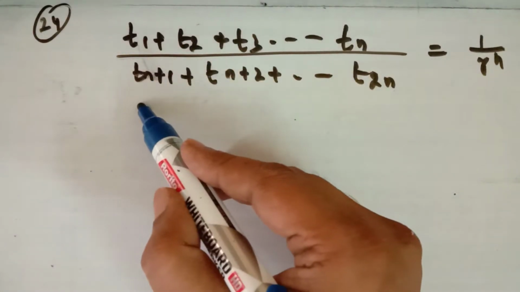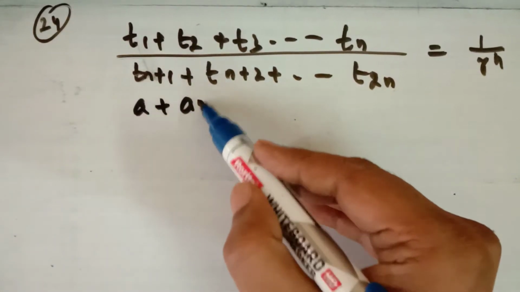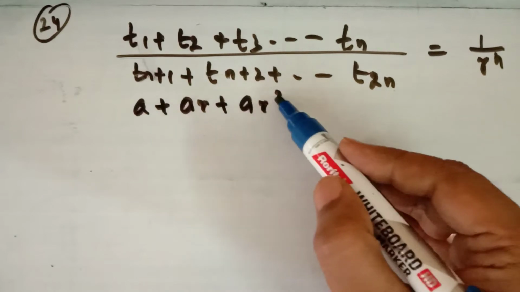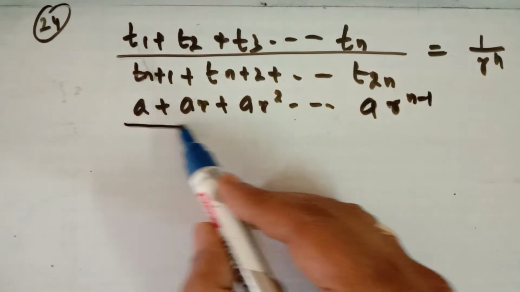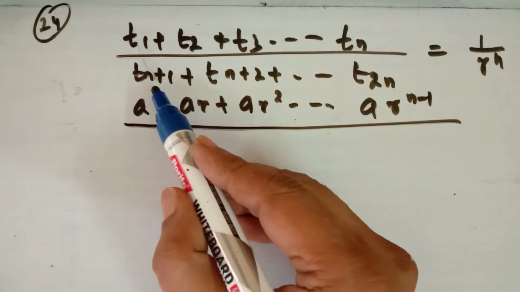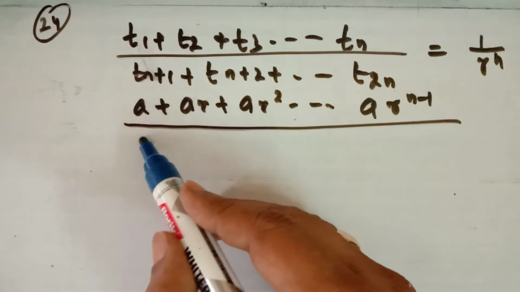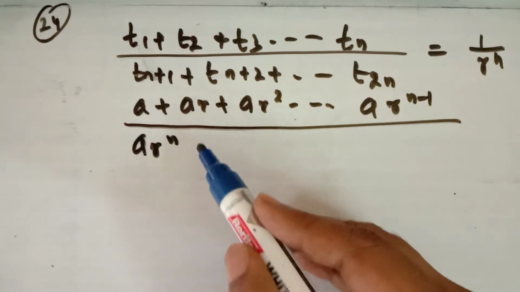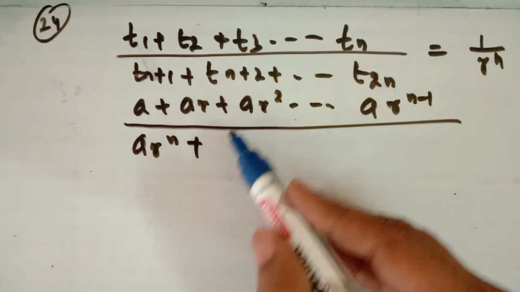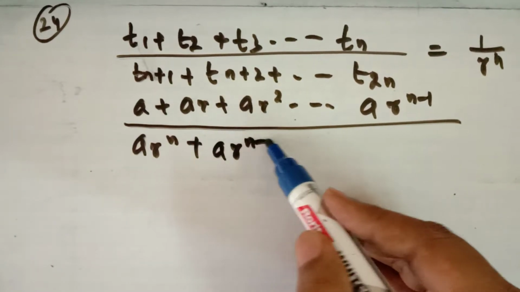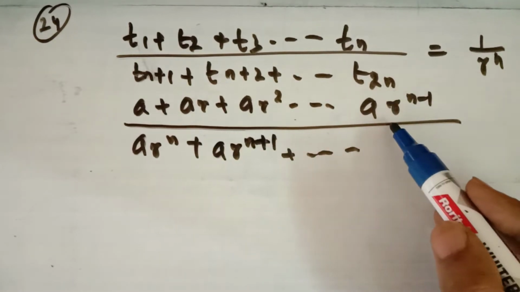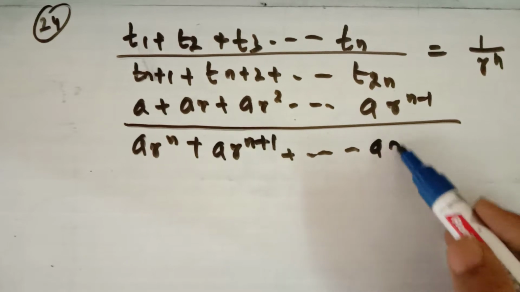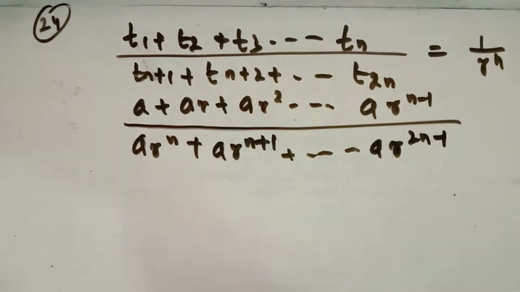So the first term of a GP is A, the next will be AR, the next will be AR square, and the last will be AR raised to power n minus 1. Similarly in the denominator, the n plus 1th term of a GP will be AR raised to power n, the n plus 2th term will be AR raised to power n plus 1, and the last term, the 2nth term, will be AR raised to power 2n minus 1.